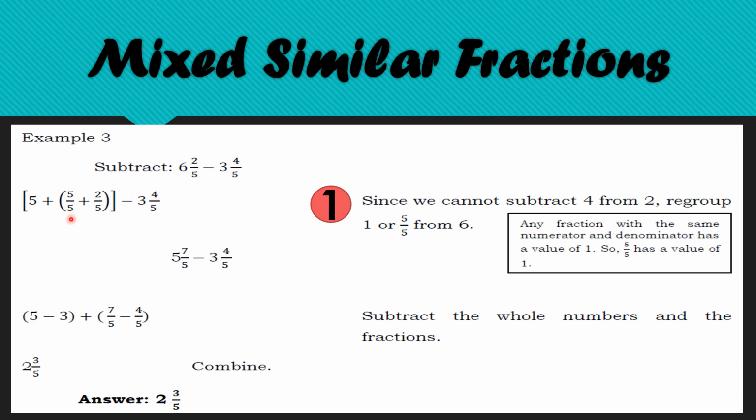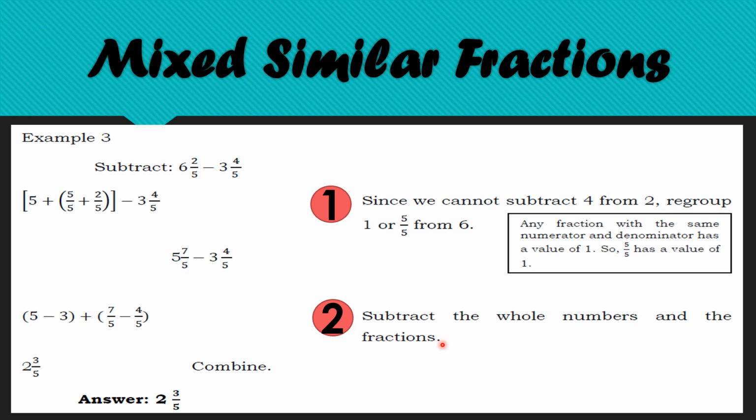And then we have 5/5 plus 2/5. 5 plus 2 is equal to 7. Copy the denominator, 5. 6 and 2/5 will become 5 and 7 over 5.